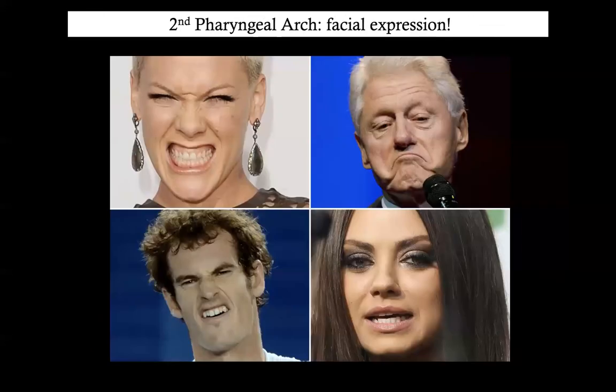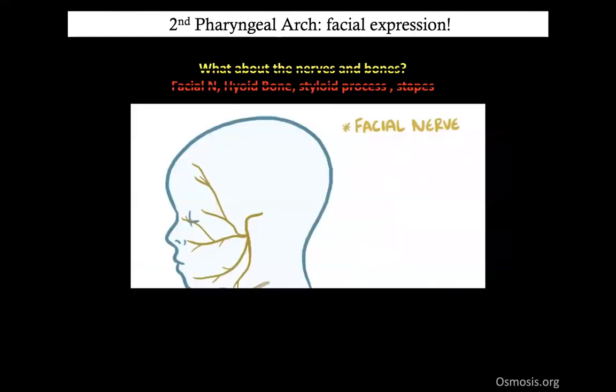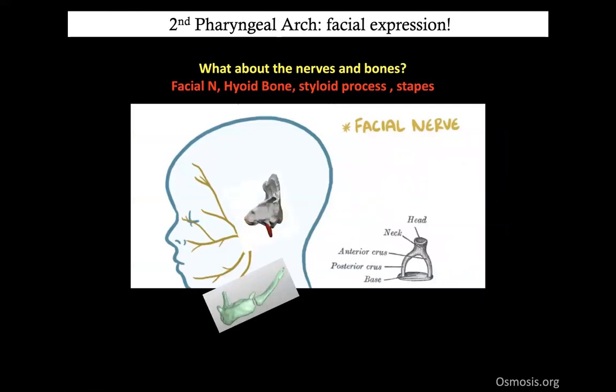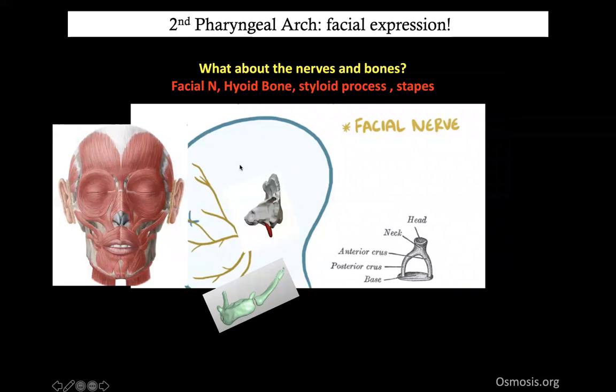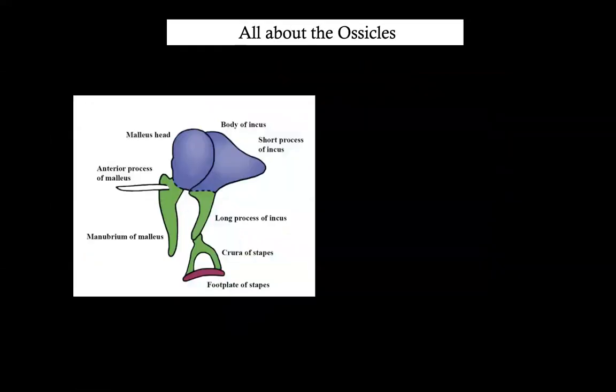Everything for facial expression is from the second arch. So facial nerve, and you have some bones. You don't use bones for facial expression, right? But you have the hyoid bone and part of the temporal bone and the crura of the stapes developing from the second pharyngeal arch. And of course, all the facial muscles, the muscles for facial expression. So remember, chewing, first arch, facial expression, second arch.